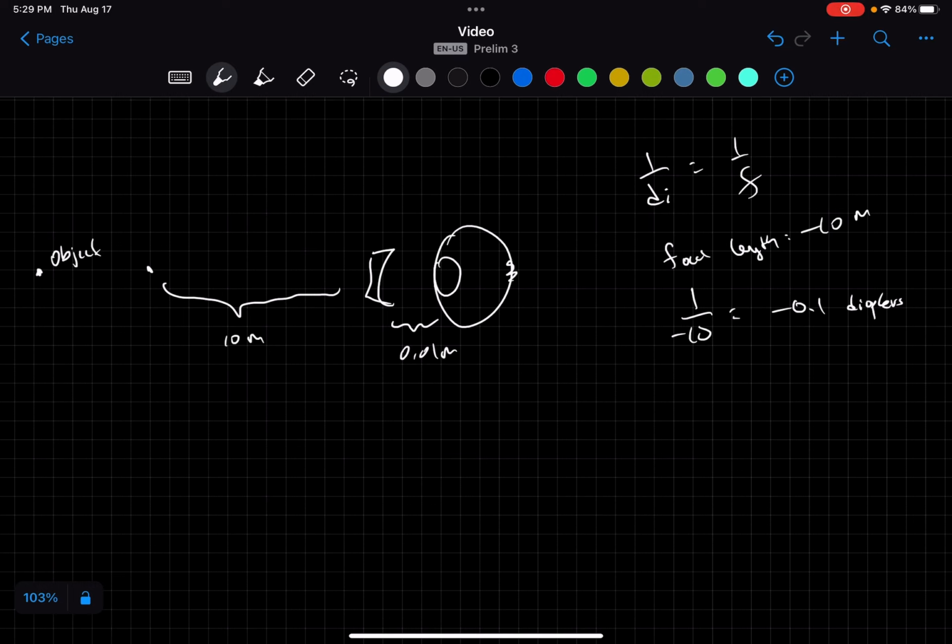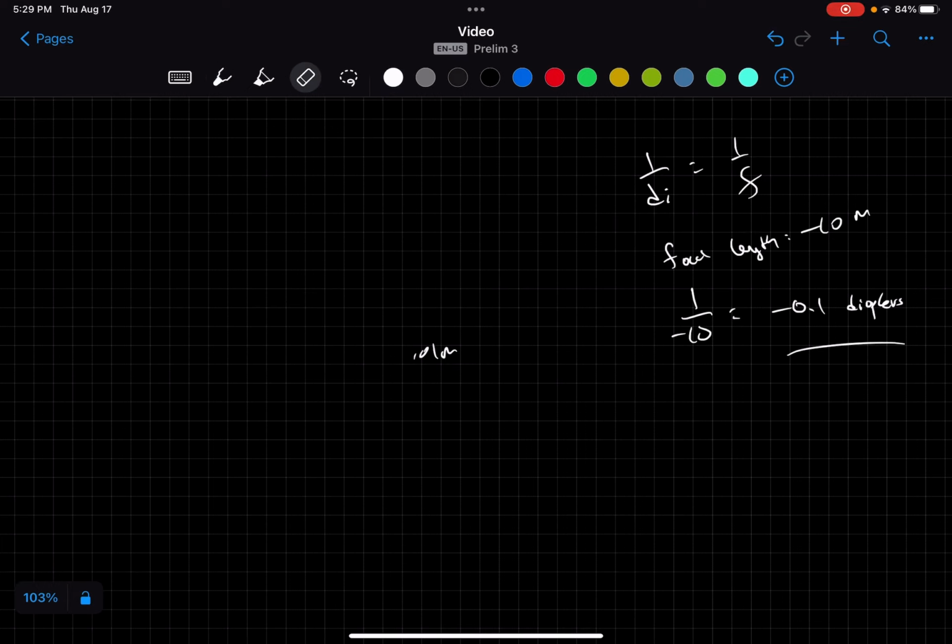So if you have vision problems, this is the way to solve for how strong of a lens you need. Whether you have myopia or hyperopia doesn't really matter. That's how you calculate it. So yeah, cool.